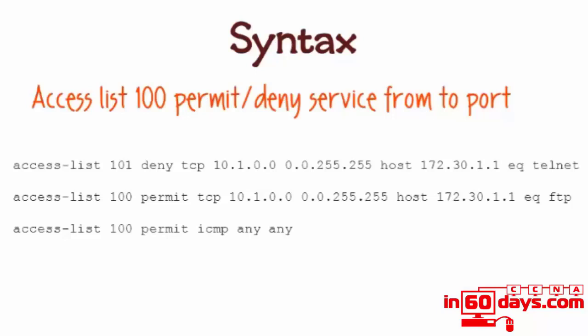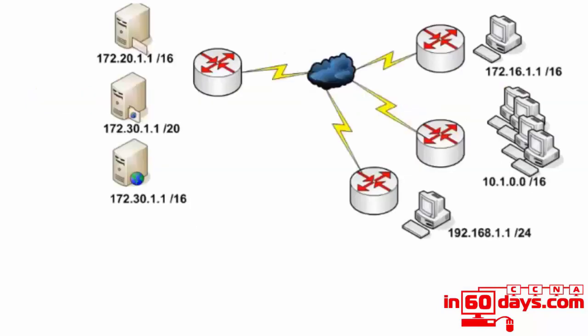The next access list we're permitting all ICMP traffic from anywhere to anywhere. These are just illustrations, by the way. I'm not saying this is what you need to be applying to your network, because I just want you to practice the commands and see how they work together.